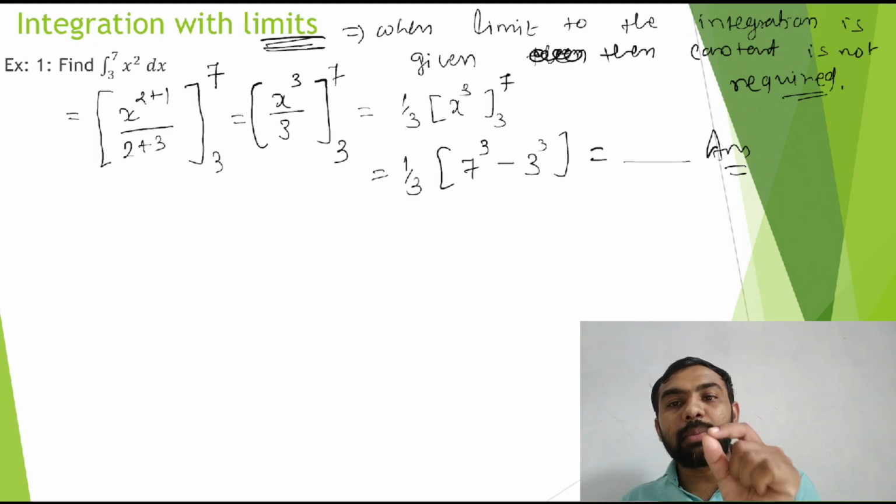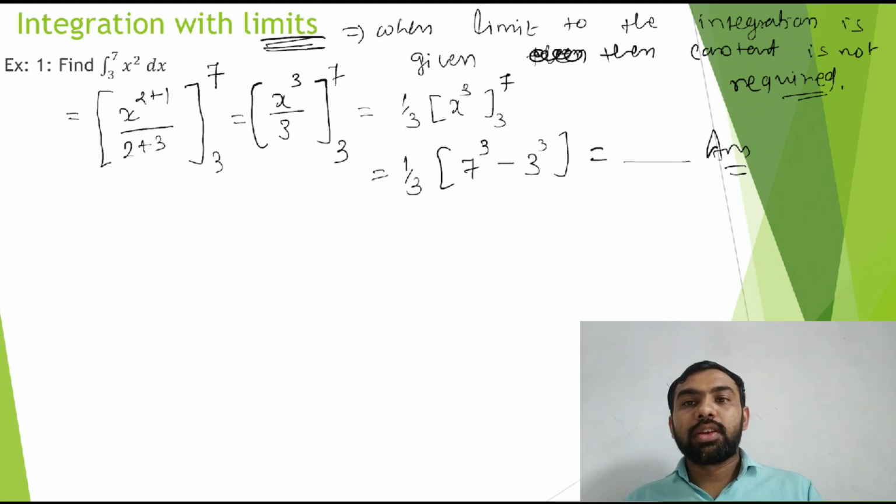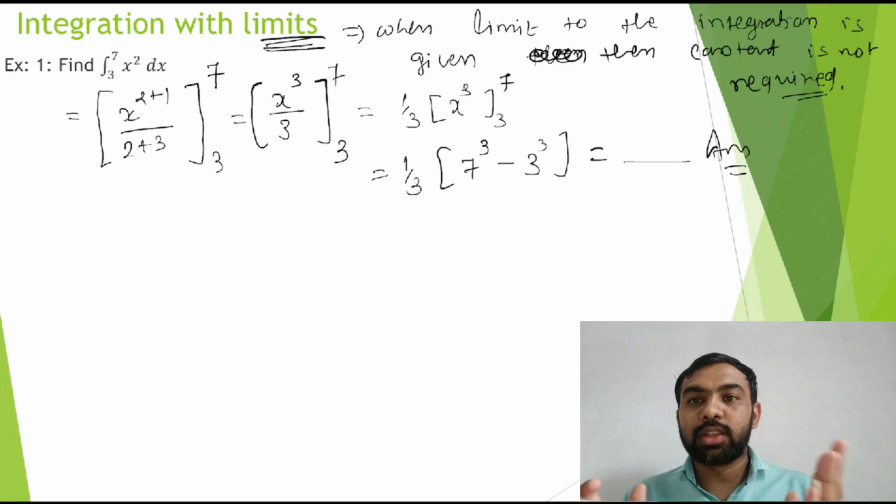मतलब कि जहाँ पे x है वहाँ पे रिप्लेस करना है. ठीक है, क्यूब की जगह पे 7 नहीं रखना है. x की जगह पे 7 रखो, क्यूब करो तो 7 क्यूब, माइनस x की जगह पे 3 रखो, क्यूब करो तो 3 raised to 3. This is our answer. You just simplify this one by yourself. Okay, you get the final answer in this way.